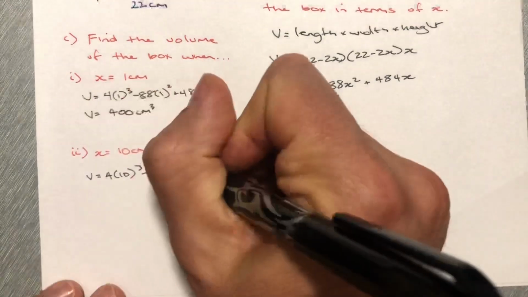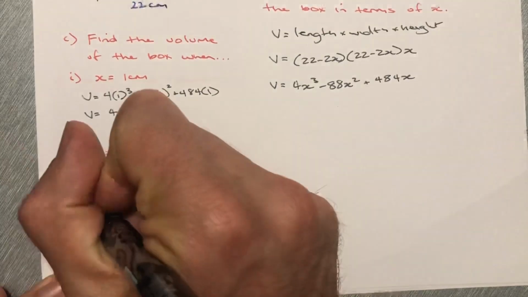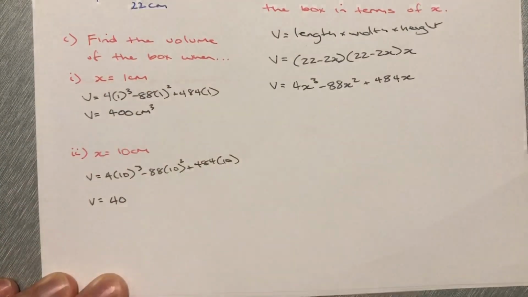Should have put squared there. Make sure I don't make that mistake. And once you've put that into your calculator, or potentially done it by hand if you want to, you should get an answer of 40.